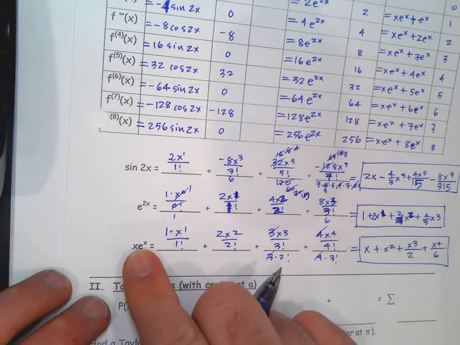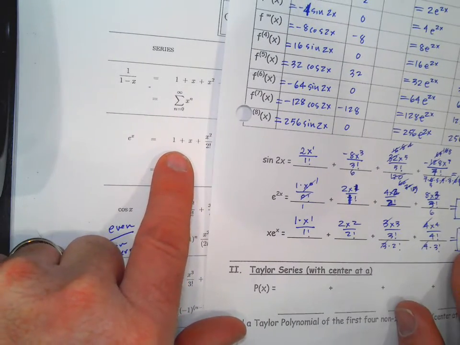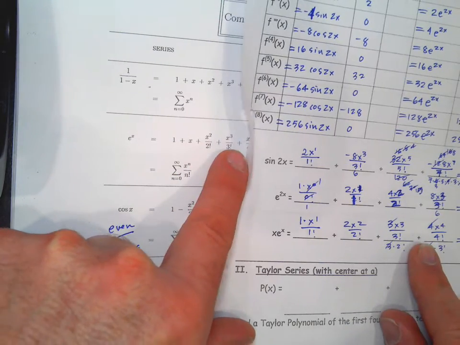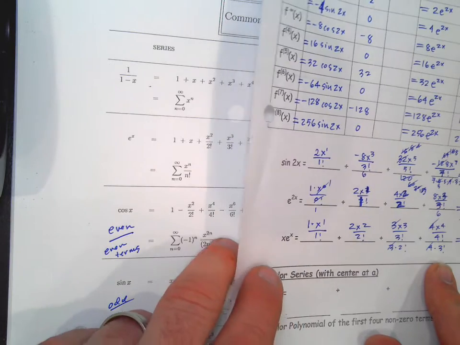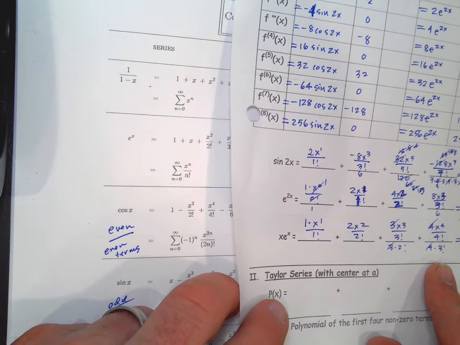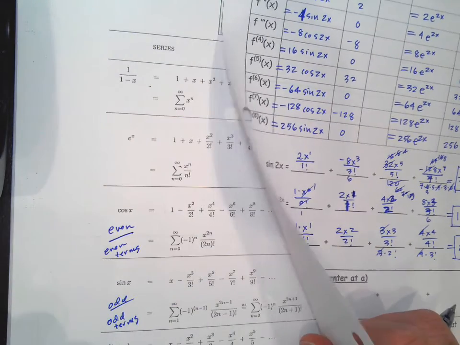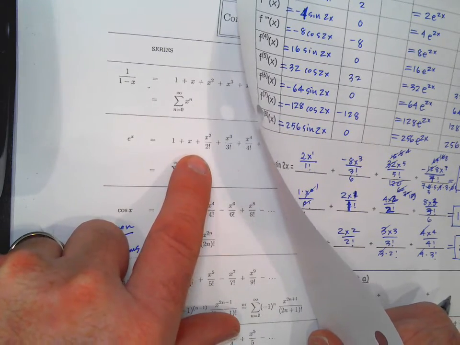x e to the x. We could have just taken the e to the x and distributed x to all of them, and it would be the right answer, right? If you just distribute x to this, you get x squared, x cubed over 2 factorial, x to the fourth over 3 factorial. And if you just distribute an x. So, kind of a cool trick that we could use.